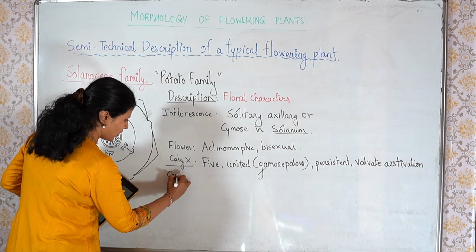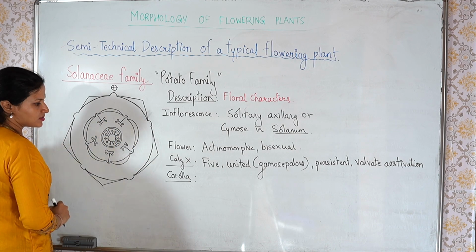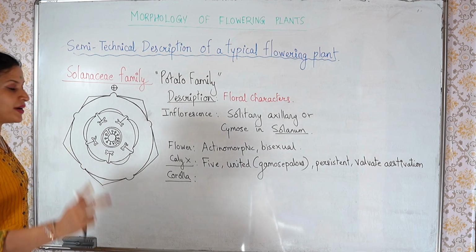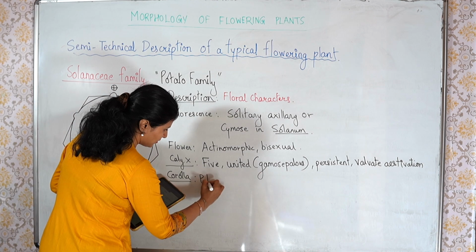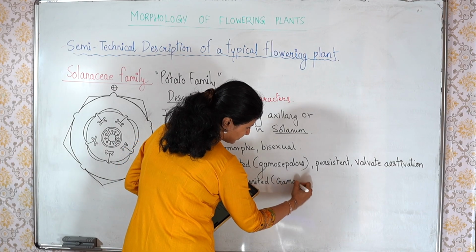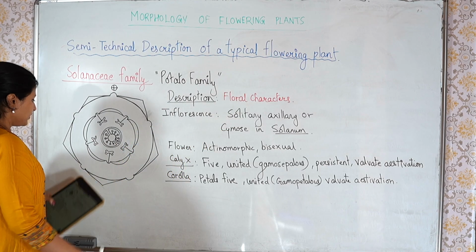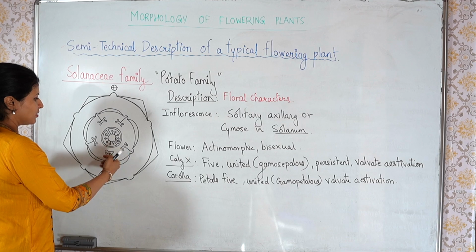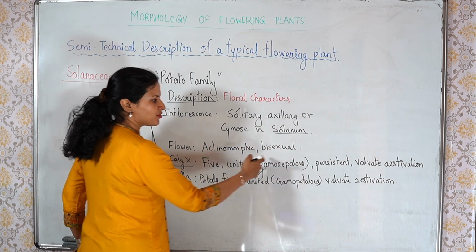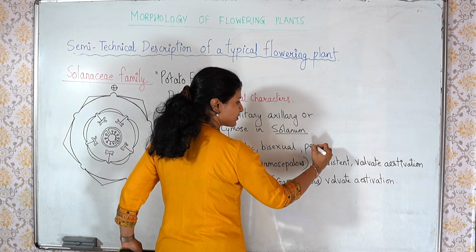Next is Corolla. As you can see, there are 5 petals and they are fused. So it's Gamopetalous condition. It's a pentamerous flower, as you can see. Petals are 5 united, that is Gamopetalous, and it's a valvate aestivation. What can you say about the stamens? Stamens are also 5 since it's a pentamerous flower. You can add here actinomorphic, bisexual, and pentamerous.